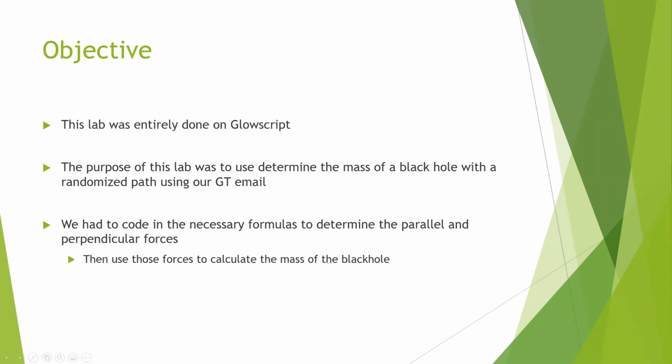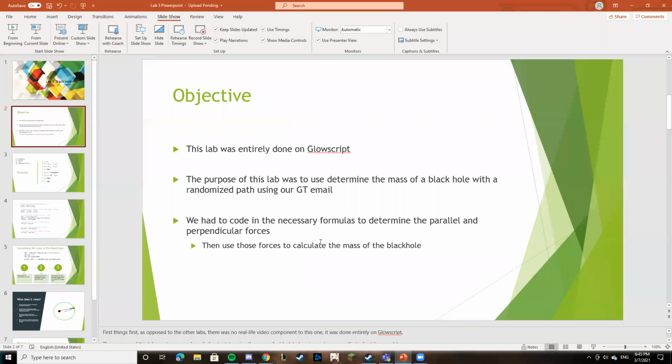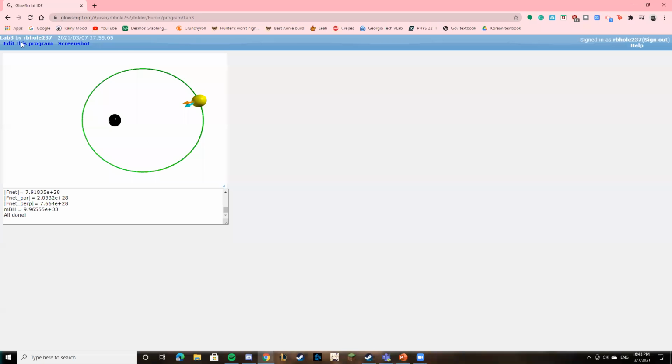First things first, as opposed to the other labs, there was no real-life video component to this one. It was done entirely on GlowScript. The purpose of this lab was to use our knowledge to determine the mass of a black hole using a star on an elliptical orbit around it. In order to do this, we would have to code using existing formulas to determine parallel and perpendicular forces, and with those we can calculate the mass of the black hole. So this was my program.